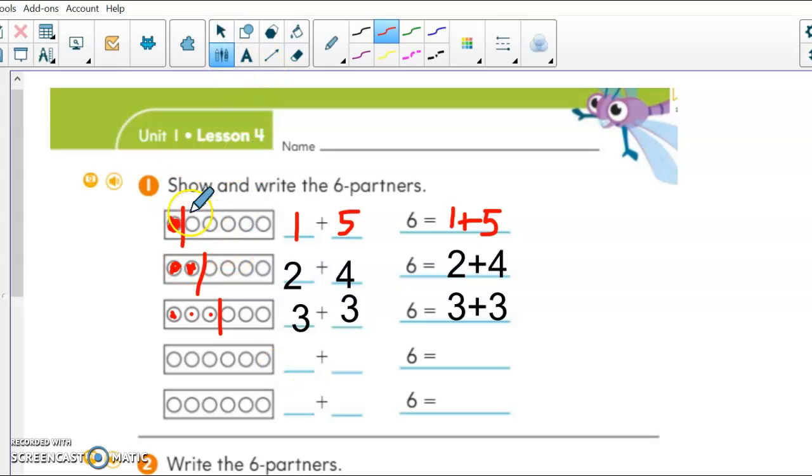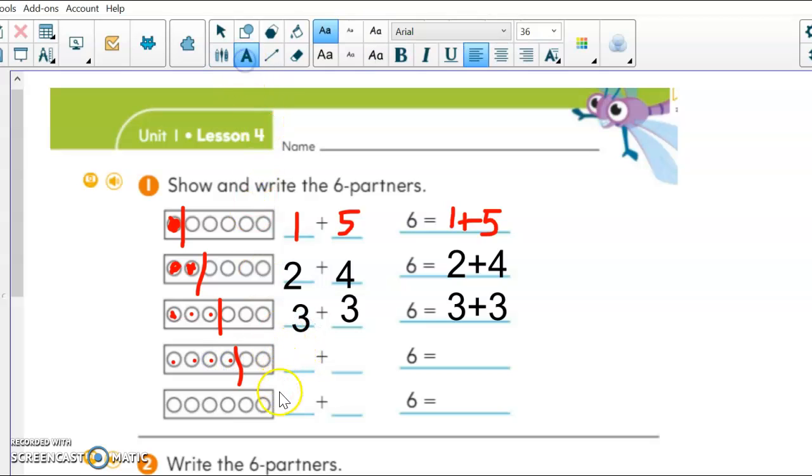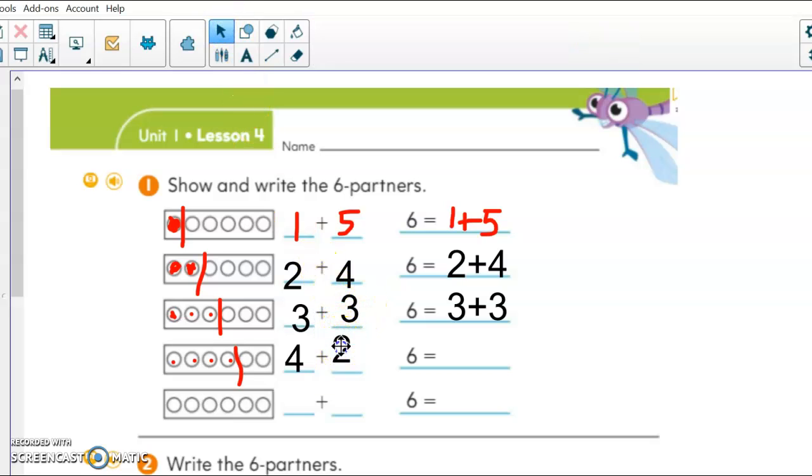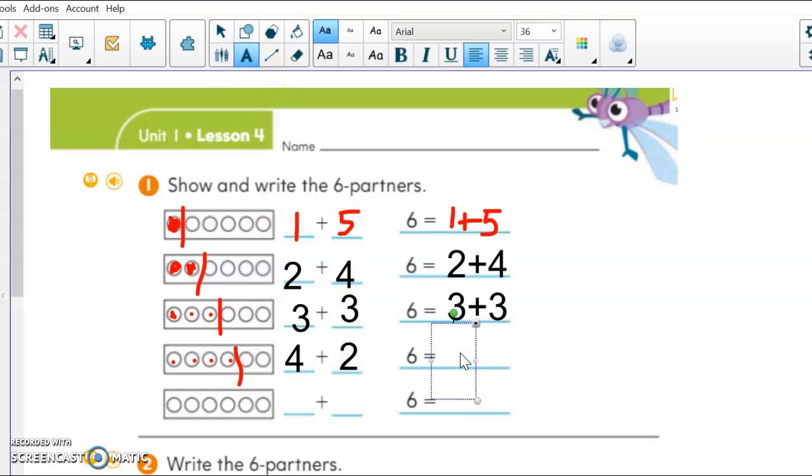All right, let's split it up. We have 1, 2, 3. Let's move it over one more step. That would be 4. 1, 2, 3, 4 are colored in. So put that here. 4 plus, how many are not colored in? That would be 2. So our equation would be 6 is equal to 4 plus 2.